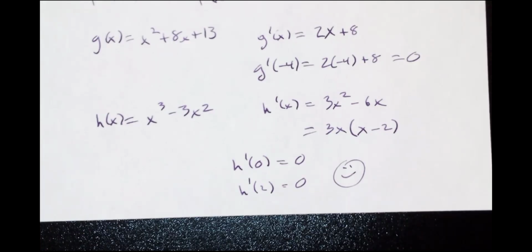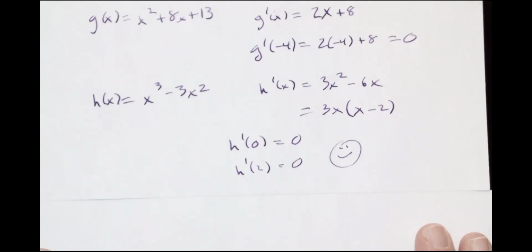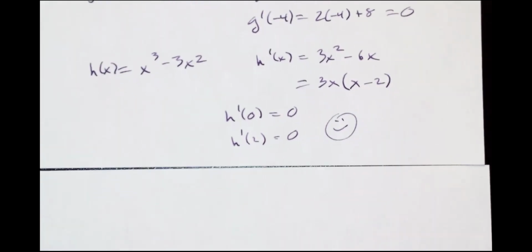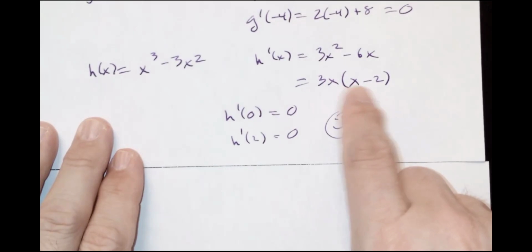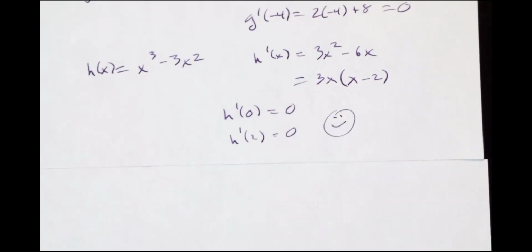I like this idea. Knowing where my tangent line is horizontal helps. Right, because it's 3 times 2 times 2 minus 2. And something multiplied by 0 is always 0. Fermat's idea says, if I have an extreme, I'm going to get a horizontal tangent line.